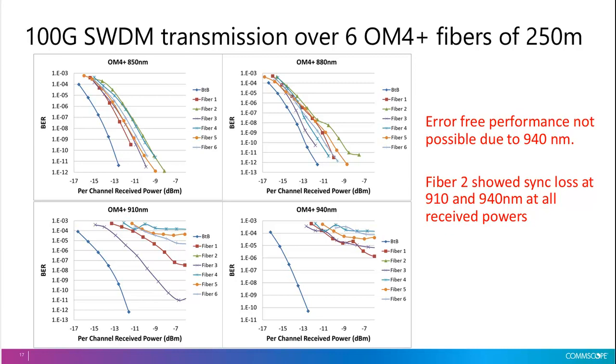I'd also like to point out we don't have data for the 910 and 940 nanometer channel using fiber number 2. That's because with that fiber, we just had sync loss at all received power. So it didn't matter how much power we fed the receiver. Due to dispersion, the signal was so degraded, we couldn't even measure how many errors there were.